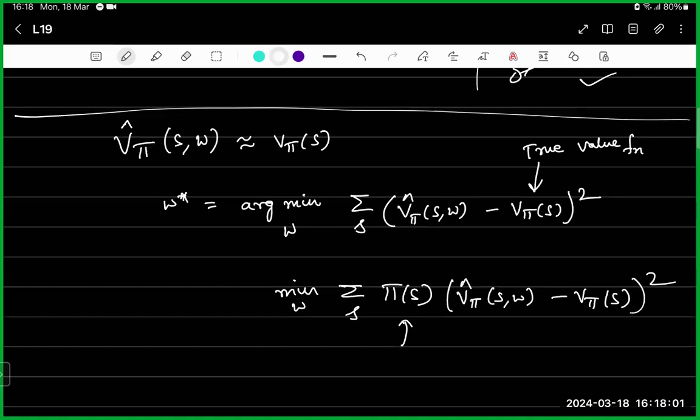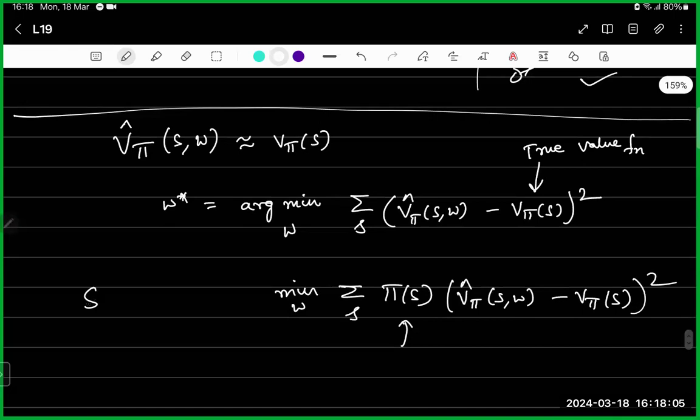So let's say there is some fixed start state, like in all our grid environments, we have some fixed start state, right? You start from that state and keep following policy pi till you reach a terminal state. So let's say you do this some 1,000 times. Then you just measure how many times you visited state S out of all the steps.